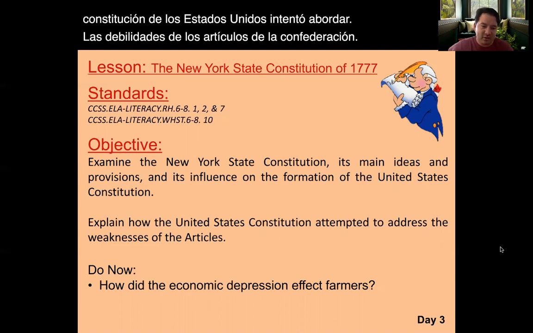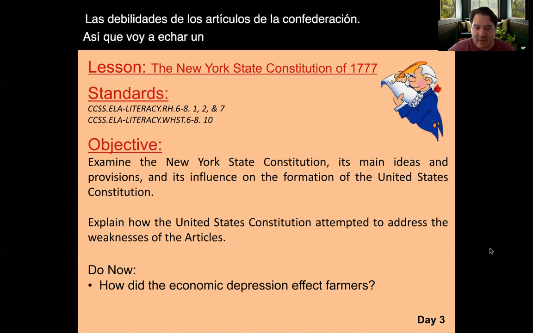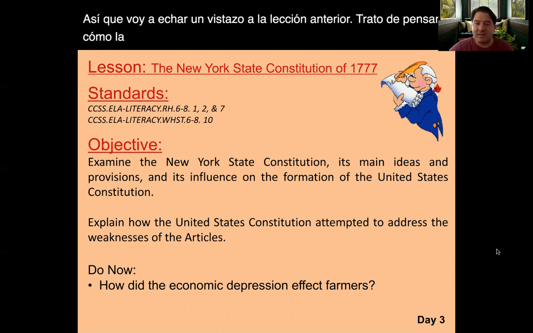So taking a look back at the previous lesson, try to think about how the economic depression affected the farmers and then what that eventually led to.